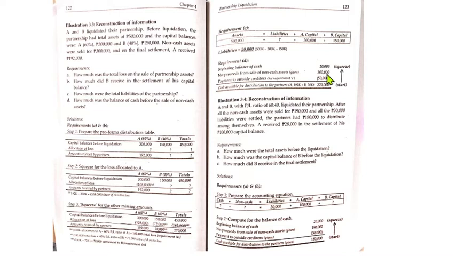Ito ay given. So, 270 plus 50,000 minus the net cash proceeds na 300,000 will give you the squeeze item 20,000, the beginning balance of cash. Kumbaga, when you analyze this, yung napagbentahan ng non-cash assets ay 300,000. Tapos yung binayad sa liabilities ay 50,000.